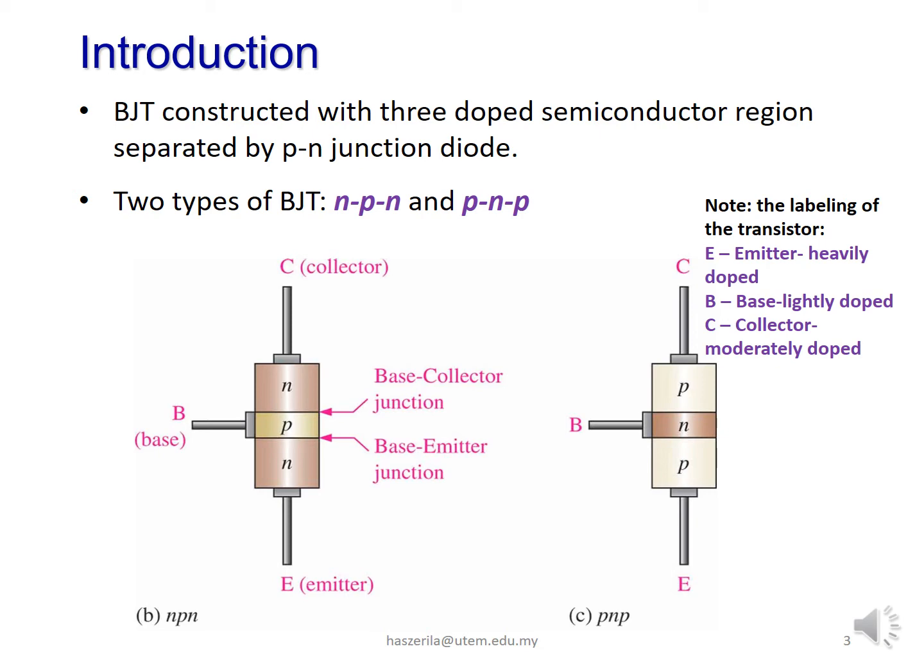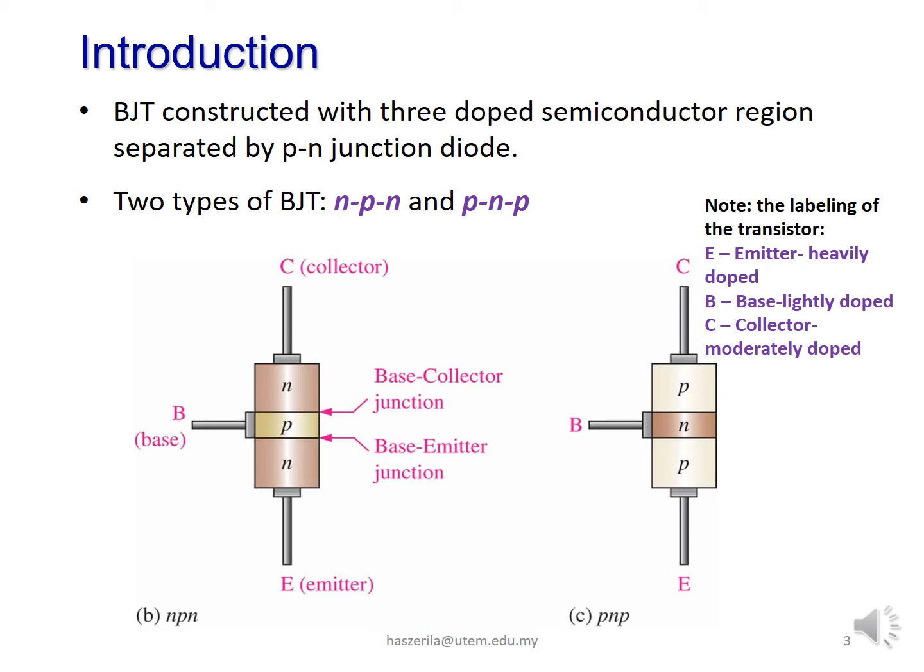BJT comes in two types called the NPN transistor and PNP transistor. BJT is called a current control device where a small current at the base side is used to control the large current at the other terminals.